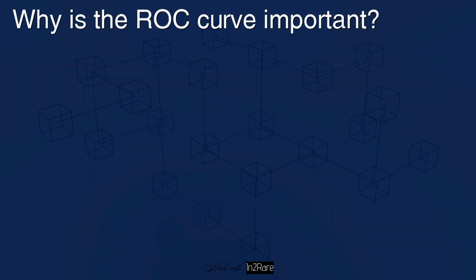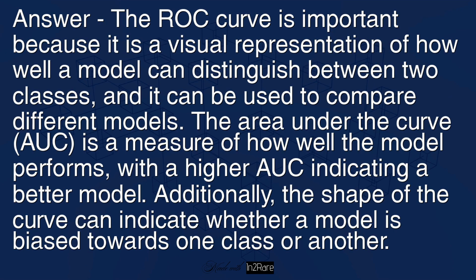Why is the ROC curve important? Answer. The ROC curve is important because it is a visual representation of how well a model can distinguish between two classes, and it can be used to compare different models. The area under the curve, AUC, is a measure of how well the model performs, with a higher AUC indicating a better model. Additionally, the shape of the curve can indicate whether a model is biased towards one class or another.